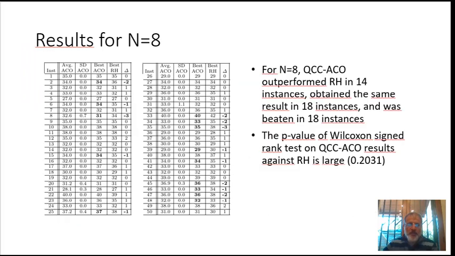In the N equal to 8 case, we have improved 14 instances over 50, obtained the same results in 18 instances, and we were outperformed in 18 instances. Moreover, the p-value of the Wilcoxon signed-rank test on the ant colony optimization results against our counterpart was rather large, around 0.2. So, the results obtained in the smaller instances do not seem to be very promising. Yet, we will see that things significantly improve in the largest instances.